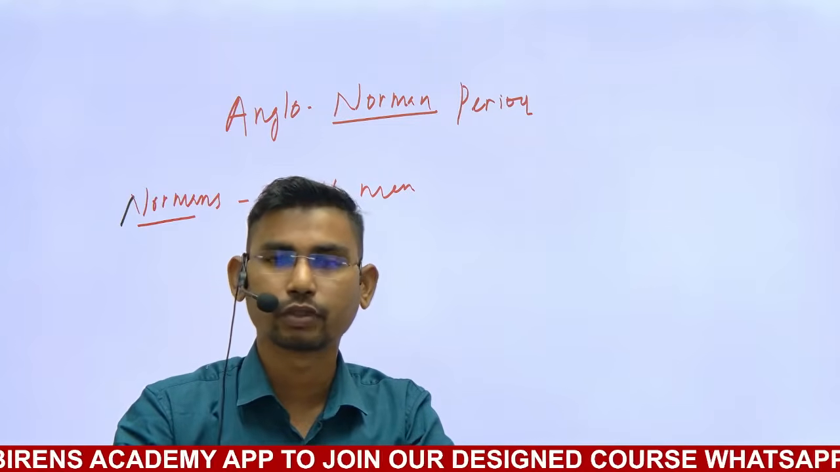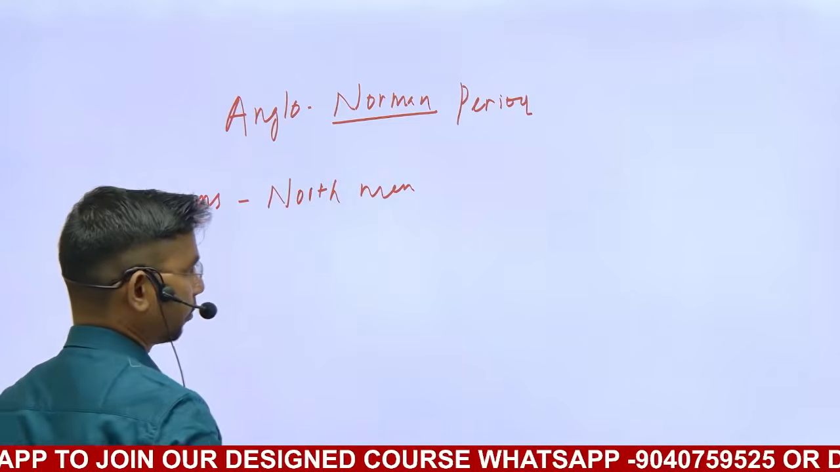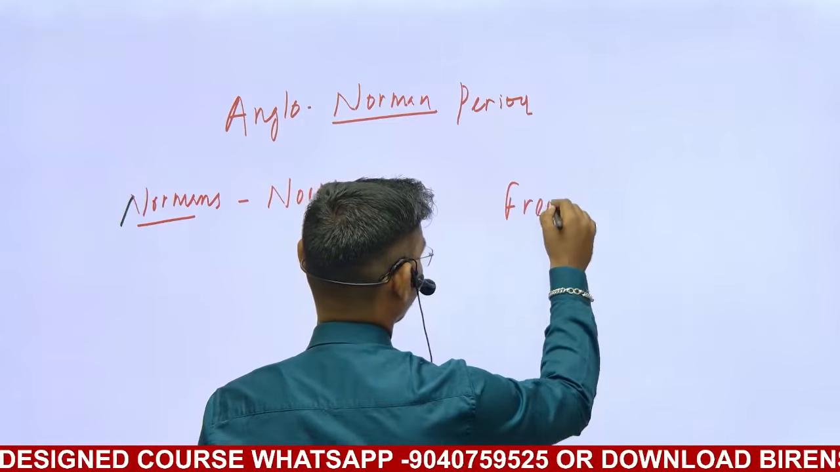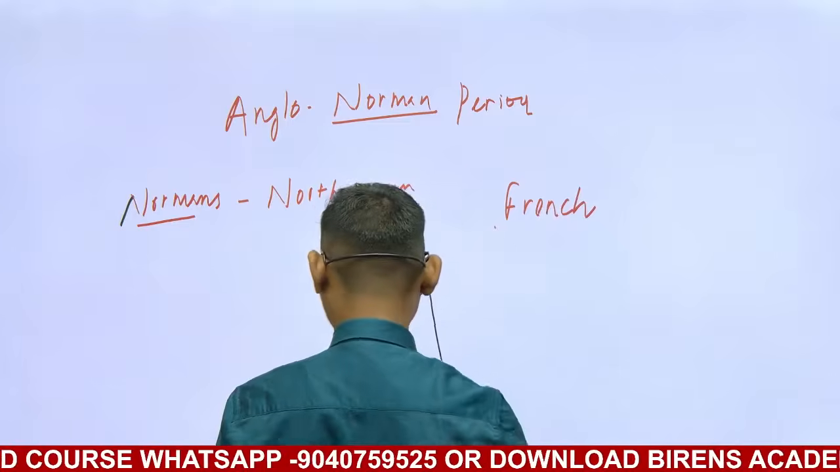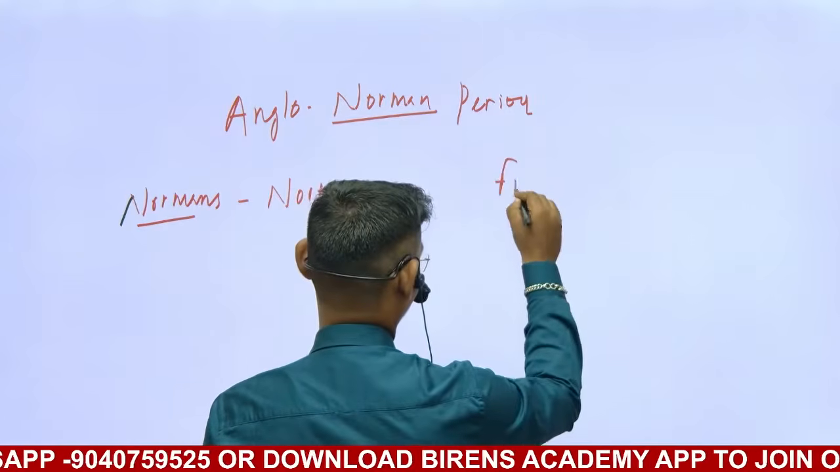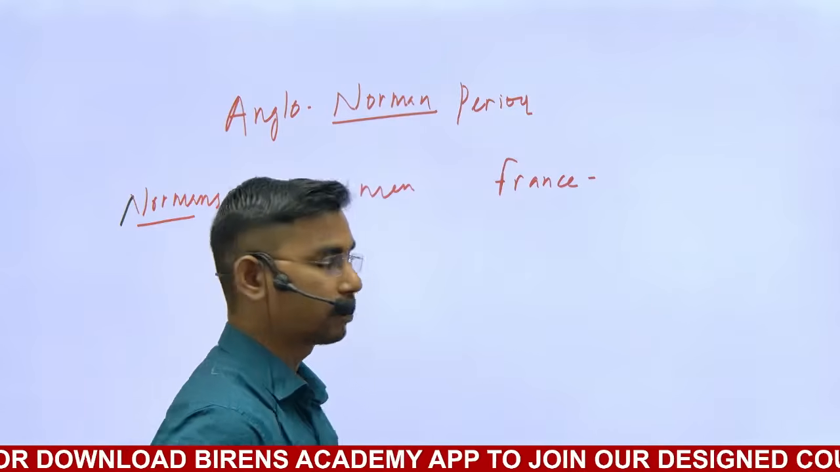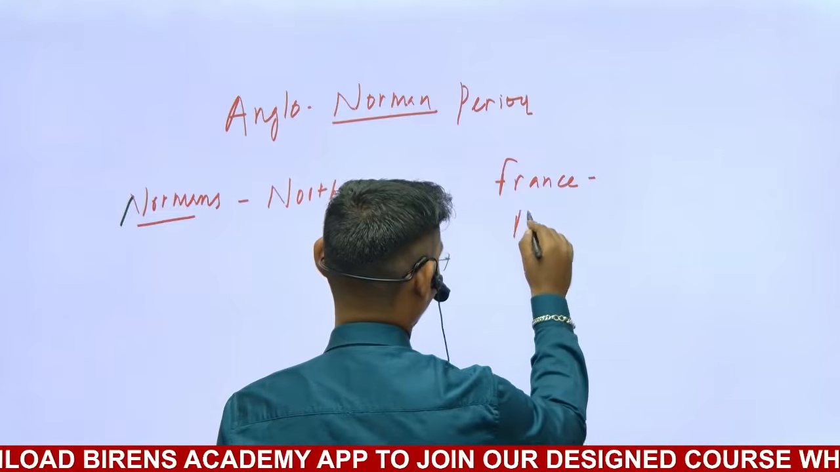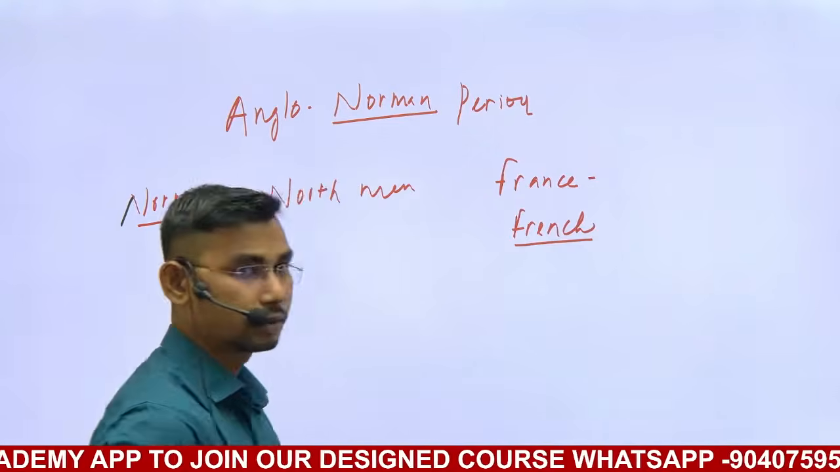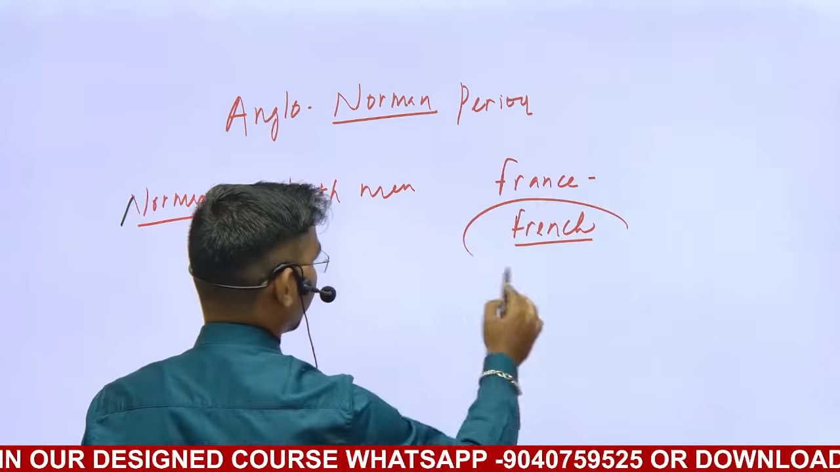When the Normans came to the Celtic land, before reaching the land, they spent so many years in France, and hence their language was influenced by the language of the land, French. So when the Normans came to the Celtic land, they brought with them the French language.